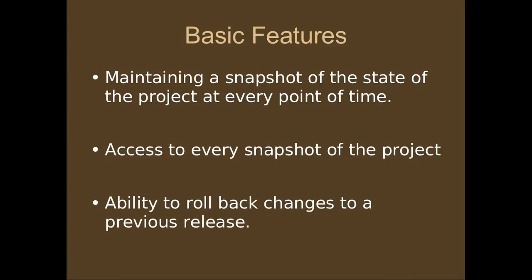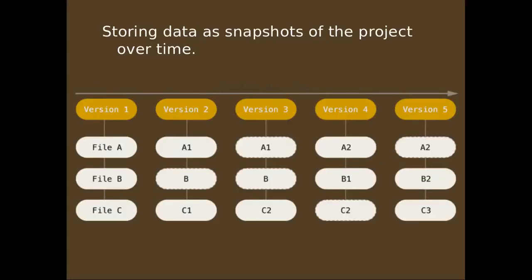So let's look through the basic features our VCS will include. It will maintain a snapshot of the state of the project at every particular commit. It will also provide you with access to every snapshot of the project. It will also enable you to roll back changes to a previous release if any further changes introduced bugs or any other undesirable behavior. Storing data as snapshots of the project over time.